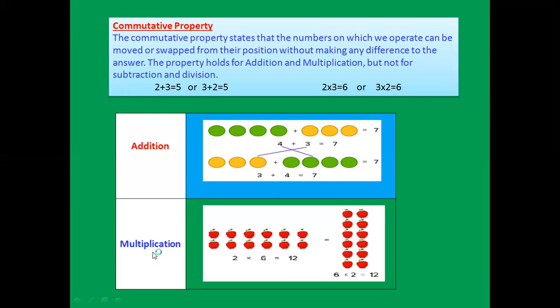In multiplication, same. Look at this one. 2 into 6 is 12. This is the answer, 2 into 6 is 12 and 6 into 2 is 12. If you write 2 first and 6 second, the answer is 12. If you write 6 first and 2 second, the answer is 12. It means no change in the answer when I change the position.